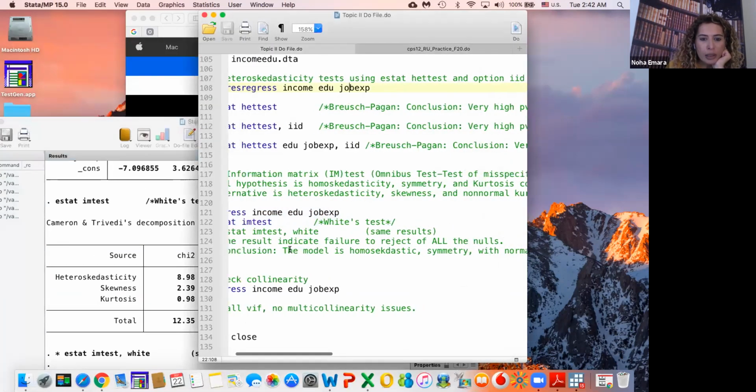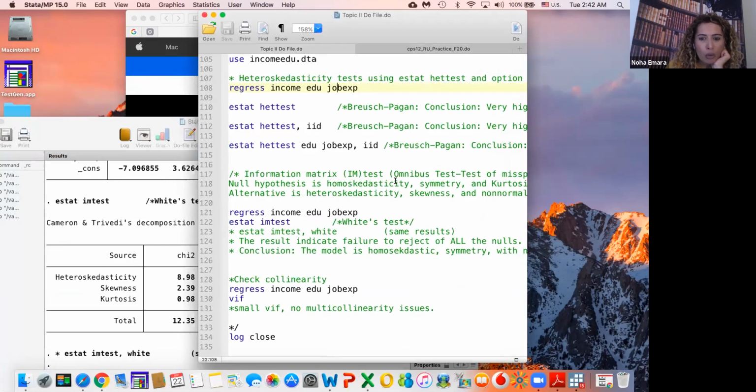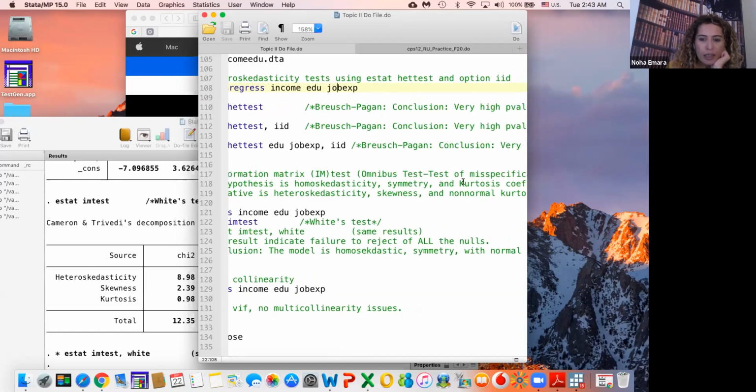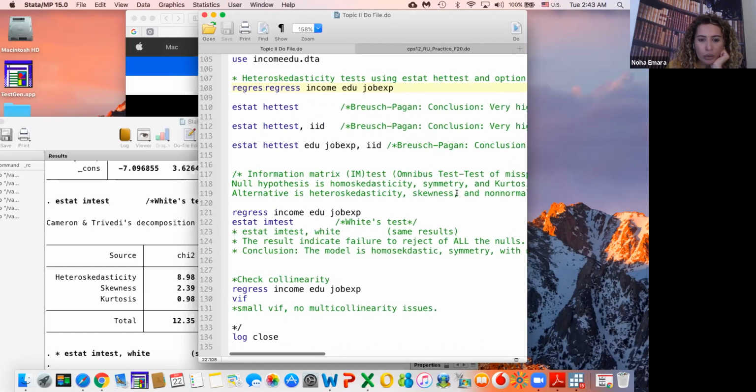So this test has a null hypothesis that says homoskedasticity, symmetry, and kurtosis, which are all about the distribution of your model. The alternative is, if I don't have homoskedasticity, I have heteroskedasticity. If I don't have symmetry, I have a model that is skewed to the left or skewed to the right. And kurtosis: if we reject, then we have a non-normal kurtosis.